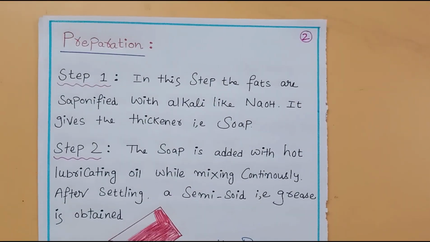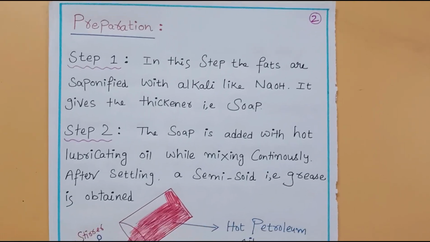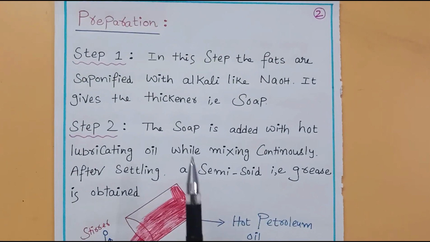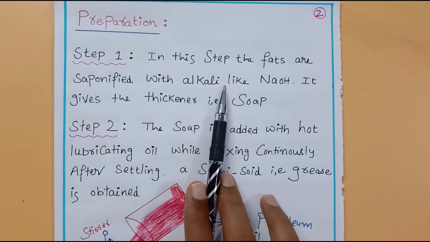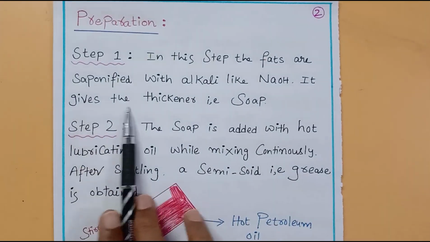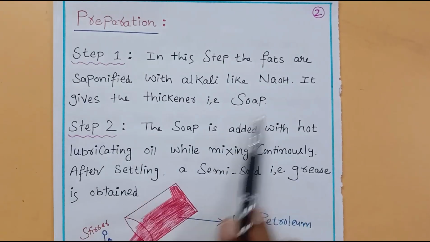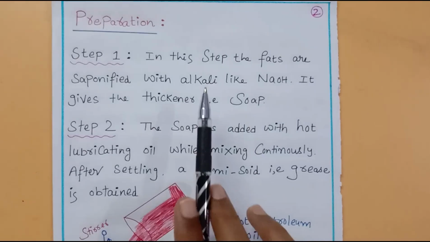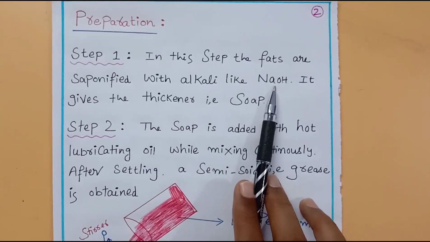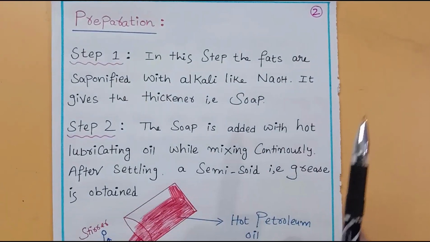Then let us see the preparation. Greases can be prepared in two steps. In step number 1, the fats are saponified with an alkali like sodium hydroxide. It gives the thickener, that is soap. So step number 1 involves preparation of soap. Just saponify, that is, treat the fats with alkalis like sodium hydroxide, and you will get the soap.